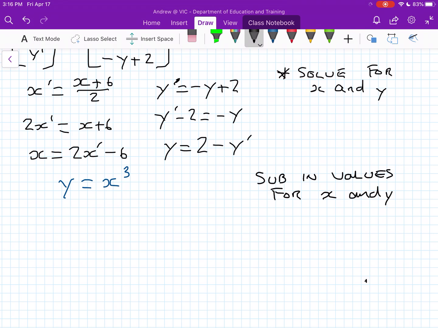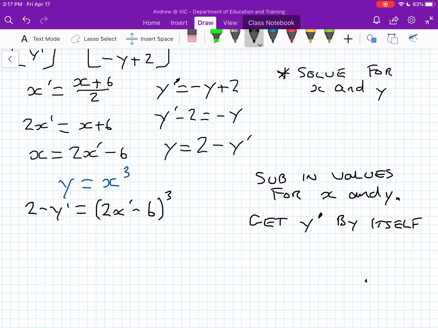Okay, so here our first one, y is equal to 2 minus y'. And after we do this, we go to get y' by itself, just like any other function where we have y by itself. Okay, so we're going to sub in y, so what subs in is 2 minus y'. And then our x, just remember all of this is being cubed, so this is going to be 2x' minus 6. And all of that is going to be cubed there.